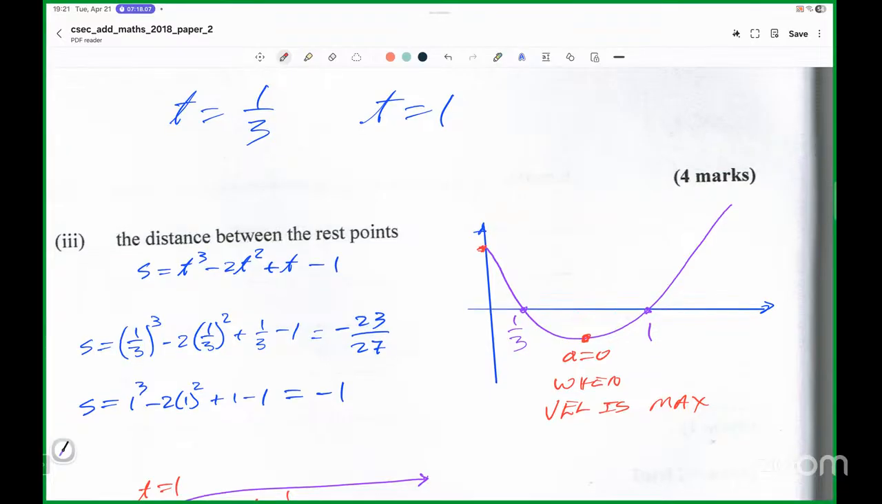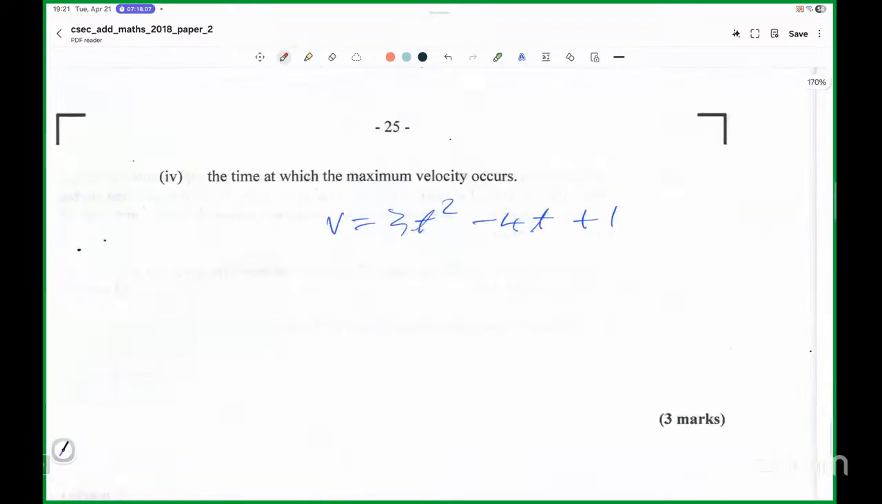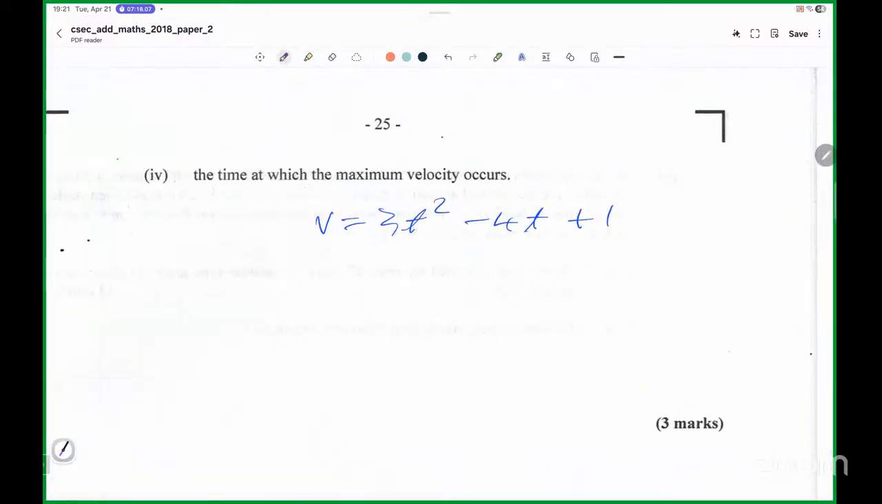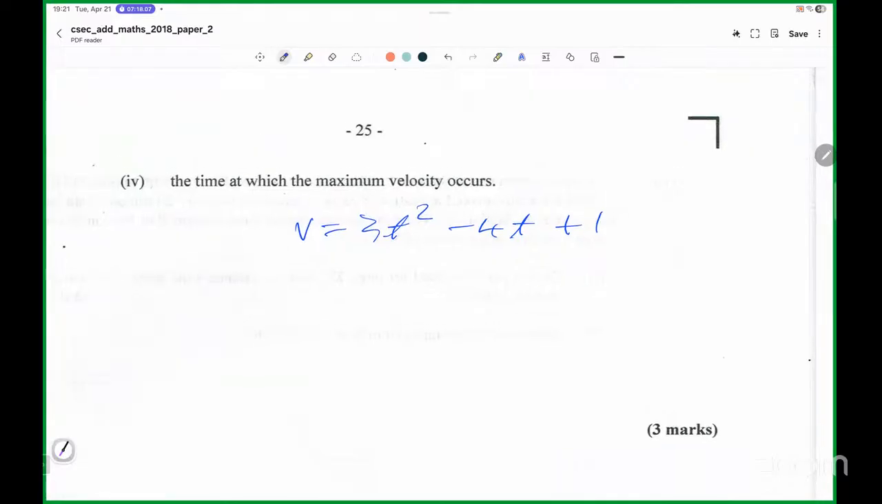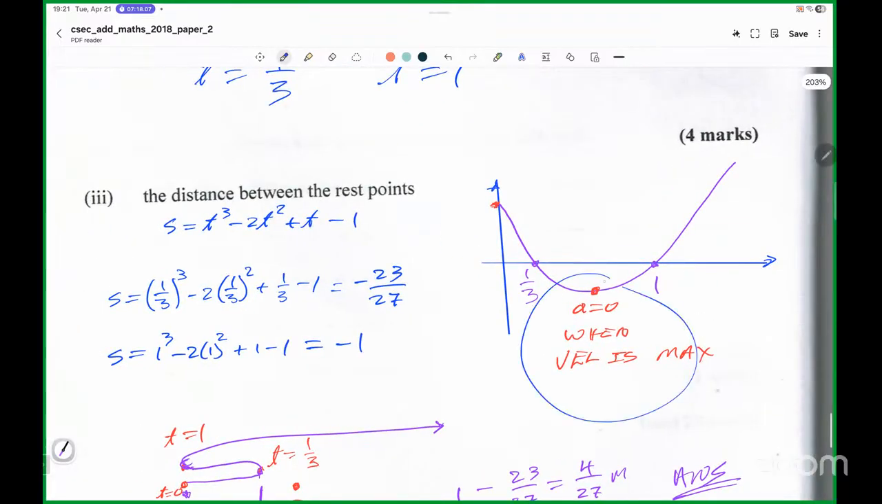Let's work it out and show you. If I sketch it and label it up like this, the velocity is maximum when the acceleration is 0. Acceleration is 0 only at this point alone. That's the only place on that graph where the acceleration is 0. And what is the time at that point? Right in between 1/3 and 1. That's the only place when the acceleration is 0, and the velocity is maximum when acceleration is 0. Just that it's going in the opposite direction at that point.